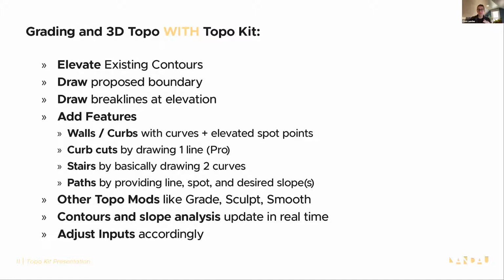You can also bring in features. So you can draw things in three-dimensional space like walls and curbs and curb cuts. You can bring in stairs and paths, and all of that stuff will act as its own sort of break line or set of break lines to manipulate the changing of the topography. And then we also have our topo mods. So part of the way you can change something is using the patch mod, which is just using some of the other methods, but you just do it within a new boundary within your existing terrain or topo. And then the other mods we're going to show you a little bit more about: grade, sculpt, and smooth, and I'll talk a little bit more about those.